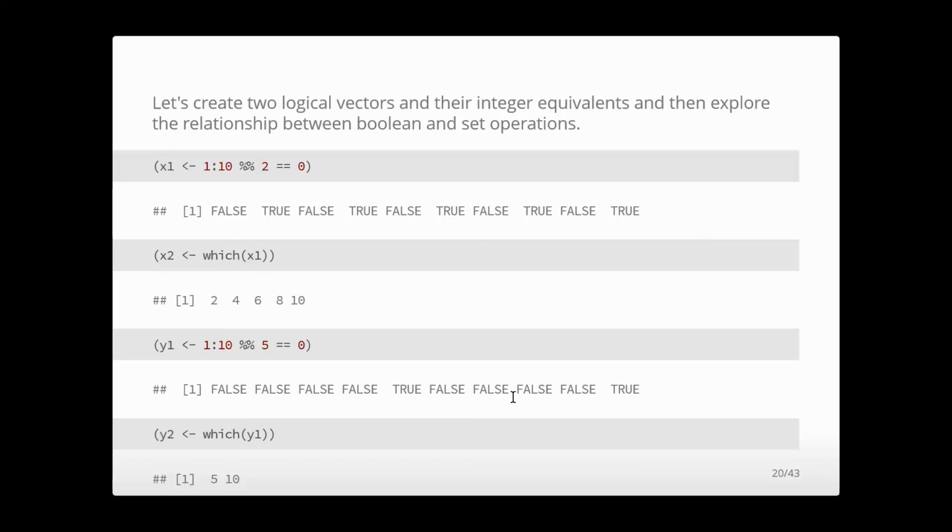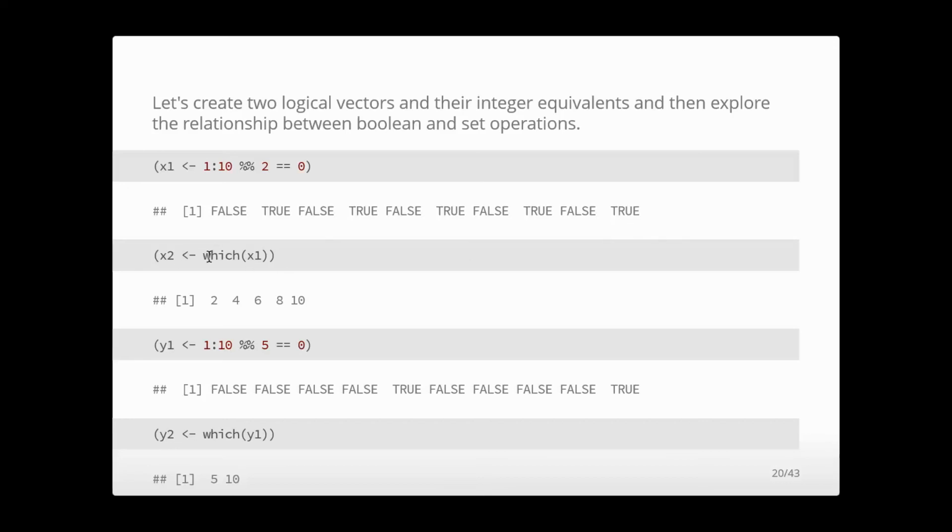I guess we'll work through this. Here we're going to create two logical vectors and their integer equivalents, and then explore the relationship between Boolean and set operations. I've got x1 being the integers 1 through 10 where mod 2 is equal to 0. This is basically just the even numbers, but we're turning that into trues and falses: false, true, false, true, false, true, false, true, false, true. So the ones in the even positions are true.